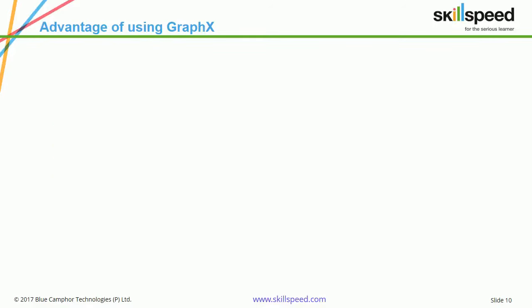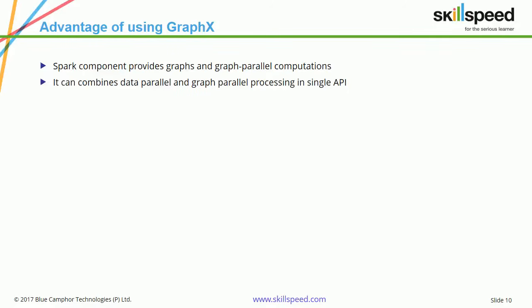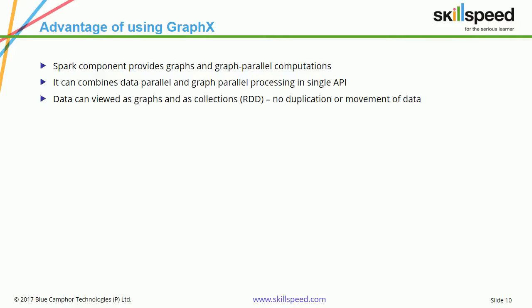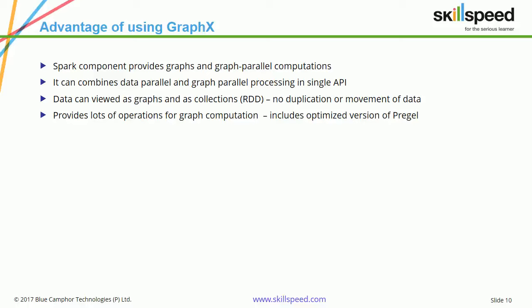Now the first advantage is that you can represent and visualize your data either in the form of a graph or a form of a collection, and it can combine data parallel and graph parallel processing using a single API. And since GraphX uses RDDs behind the scenes, there is no duplication. We know that RDDs are immutable, and it provides a lot of operations for graph computation.